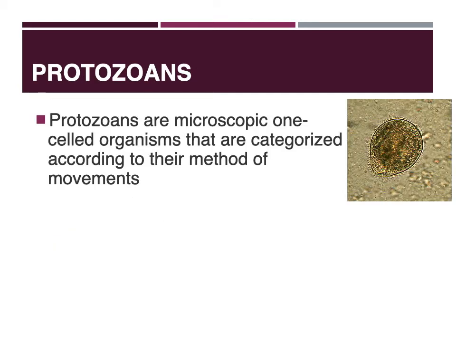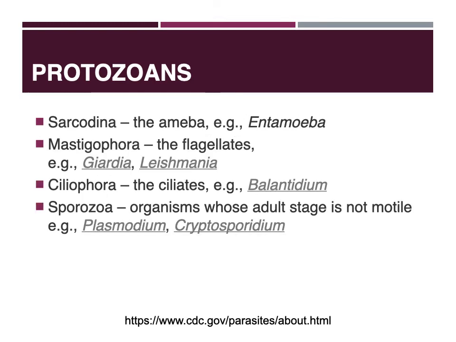So as I mentioned, protozoans are unicellular, one-celled eukaryotic organisms. And so for the most part, the generally accepted method of classification is based on how they move. So what cell structure do they have that allows them to move? And for some of them, they don't. So there's a fourth category. So protozoans can be classified into 4 different groups.